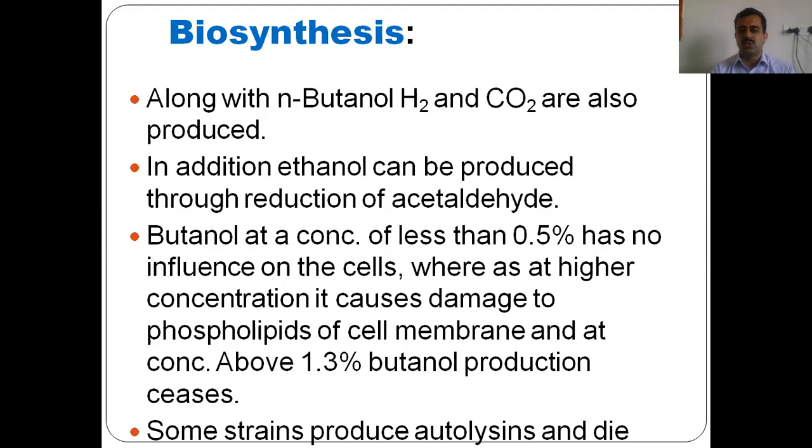Now, biosynthesis. Along with n-butanol, hydrogen and carbon dioxide are also produced. In addition, ethanol can be produced through reduction of acetaldehyde. Butanol at a concentration of less than 0.5% has no influence on the cell wall, whereas at higher concentrations it causes damage to the phospholipids of the cell membrane, and at concentrations above 0.3%, butanol production ceases. Some strains undergo autolysis and die.